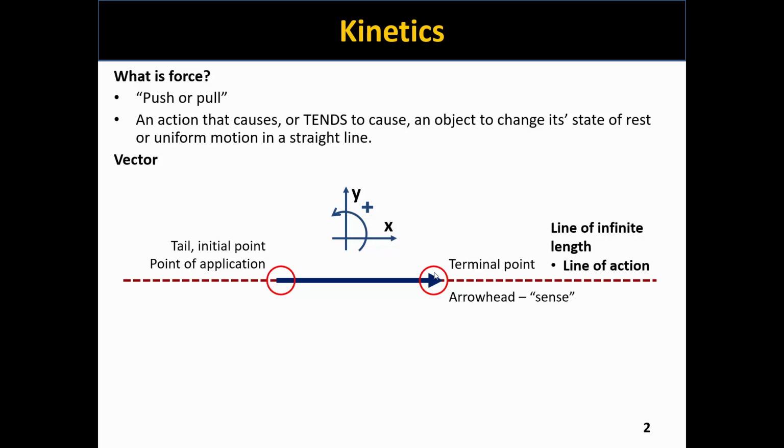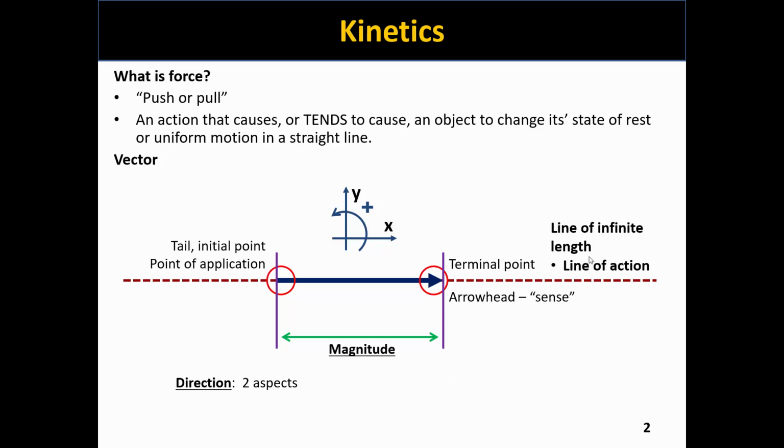The arrowhead is referred to as the sense of the vector, and that's the terminal point. When we take a look at the distance between the tail and the tip of the arrowhead, the entire length of that vector will represent the magnitude. And so if we use the vector to represent a force, then the length of the vector would represent the magnitude of that force.